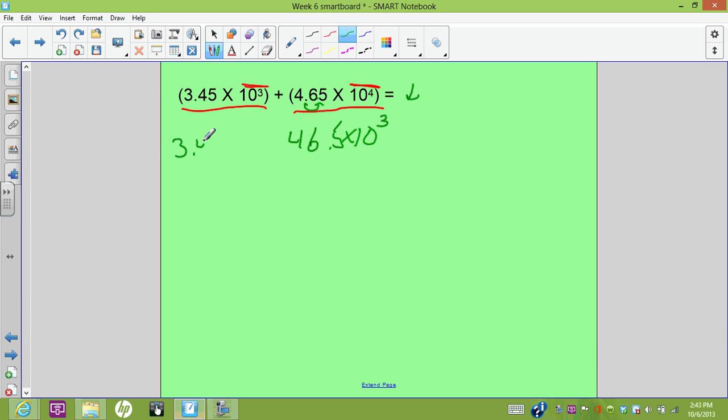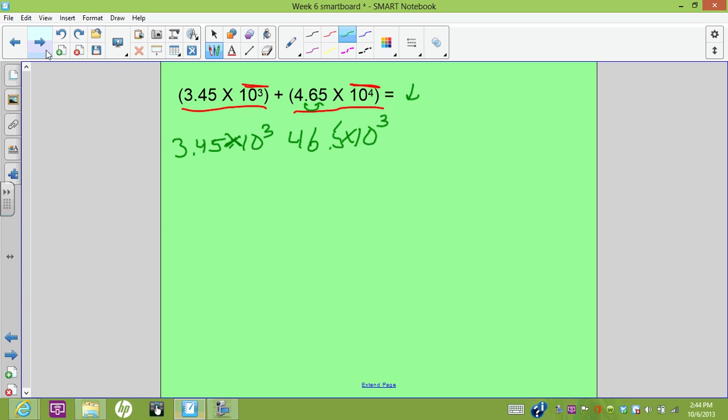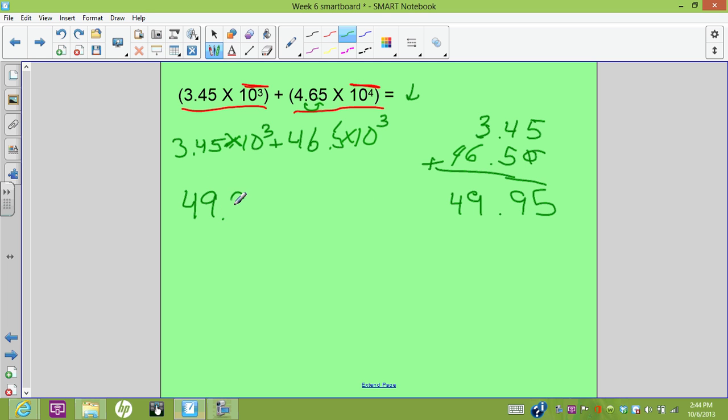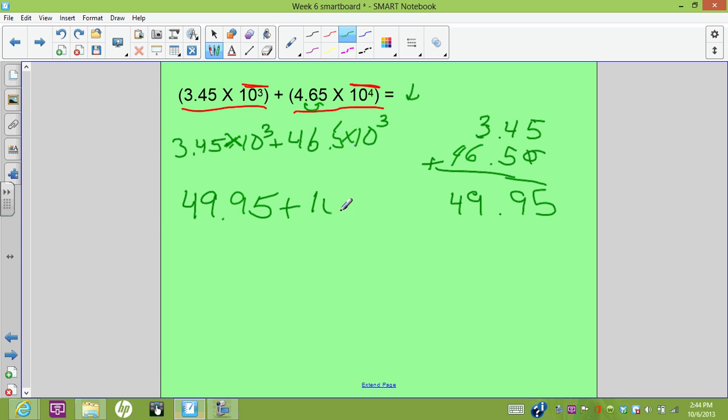Once I do that, I now have two numbers that have the same power of 10. It's a really weird multiplication sign, sorry. So if I look at what my notes say to do, I am going to add or subtract the decimal numbers. Okay, so I have 3.45 plus 46.5. If you remember how to add decimal numbers, you line up that decimal point and add place value zeros where you need them. So 5 plus 0 is 5. 4 plus 5 is 9. Slide that decimal down. 3 and 6 is 9. And I have 4. So it's going to be 49.95. And then our power of 10, if we look back to step 3, we're going to keep the power of 10 as it is. So we're going to keep 10 to the third power.